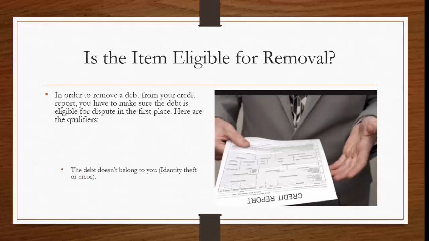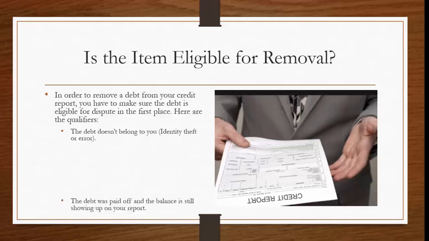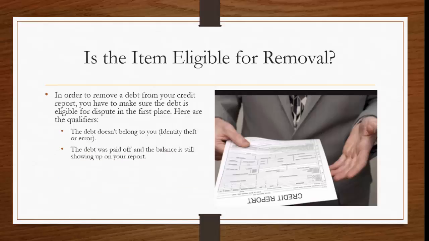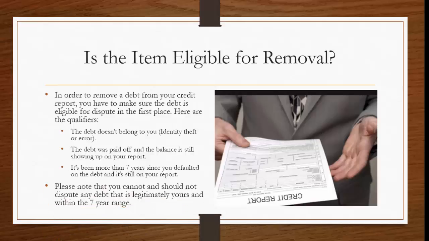Here are the qualifiers. The debt doesn't belong to you either because of identity theft or error. The debt was paid off and the balance is still showing up on your credit report. It's been more than 7 years since you defaulted on the debt and it's still on your report. Please note that you cannot and should not dispute any debt that's legitimately yours and within the 7-year range.